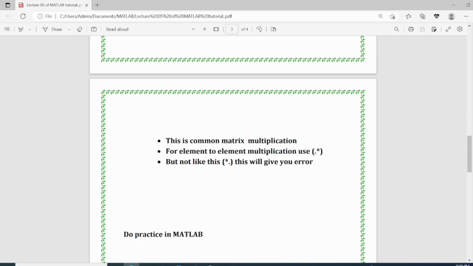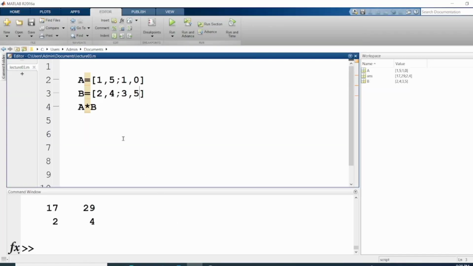So now let me discuss this in MATLAB. Now let's practice in MATLAB. I want to put a dot. Now just run it. Now you can see this is just element by element multiplication. Here it doesn't need the conditions. 1 multiply 2 is 2, and 5 multiply 4 is 20. 1 multiply 3 is 3, and 0 multiply 5 is 0. So this is element by element multiplication.